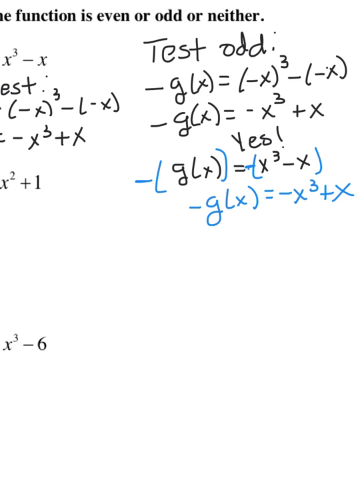In this case, I end up with the same function you can see here, because I end up with a negative g of x, right here, negative g of x, and then here this negative sign in front of my function, that changes all the signs. So this becomes a negative x to the third, and this becomes a positive x. So in this case, my function is odd.